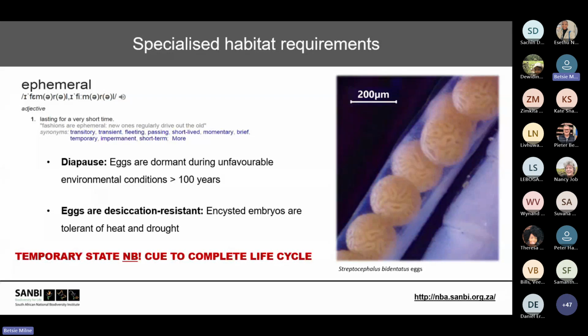Their eggs go dormant during unfavorable environmental conditions, and their eggs are also very tolerant of heat and drought for prolonged periods. But more specifically, they're very dependent on this temporary state, because the temporary state is an important environmental cue for them to actually complete their life cycle. So you can't go and make their habitats permanent. You need the habitats to actually stay temporary.